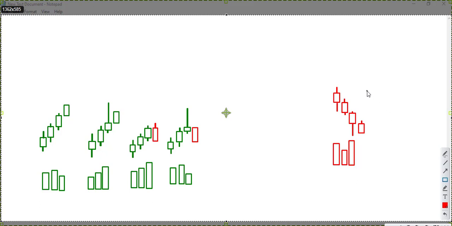So here we see this one, with wicks on both sides, upper wick and lower wick. With this type of candlestick, the lower wick is very short and the volume is low here, and the lower wick is very short here too, with the volume condition like this. So in this case the market falls down.